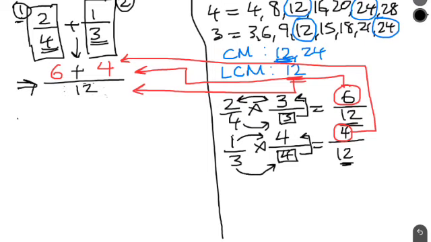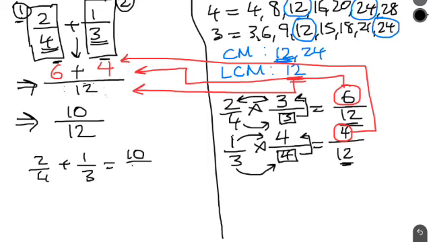And now we see that we can solve our problem. We have 6 plus 4 equals 10 over 12. So 2 over 4 plus 1/3 equals 10 over 12. With enough mathematics, we would notice that this can be broken down more into 5/6. But 10/12 is also a correct answer to this problem.